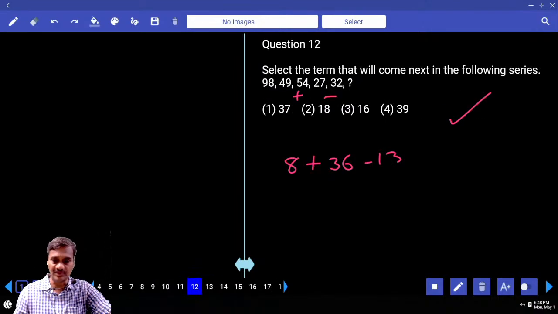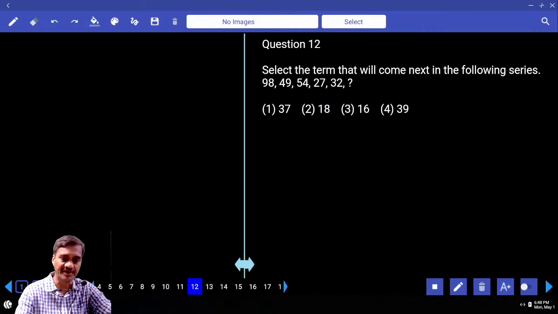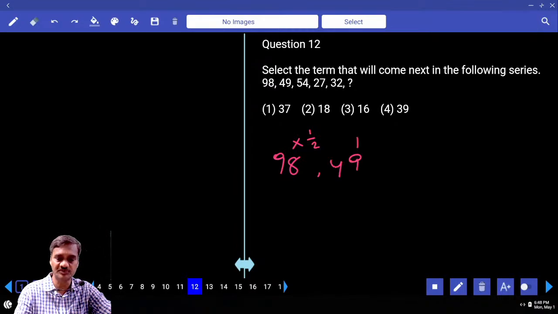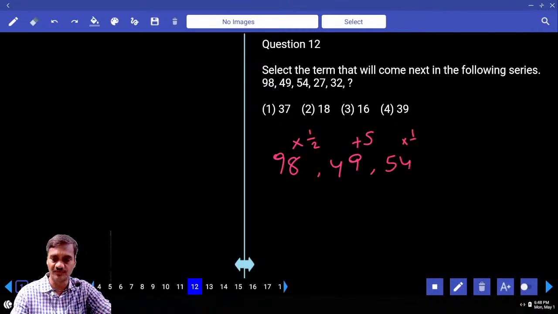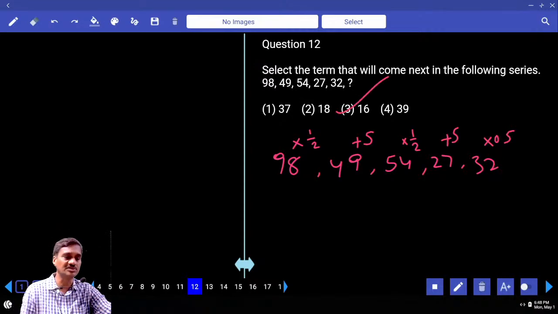Then the 12th one, 98 and 49. Let us go up: 98 into 1 by 2, isn't it? Into half can be written as how much? 49. 49 plus 5 is 54. Into 0.5 plus 5. And 54 into half is 27. 27 plus 5 is 32. 32 into half is 16. What is your answer? Choice 3, 12th one.